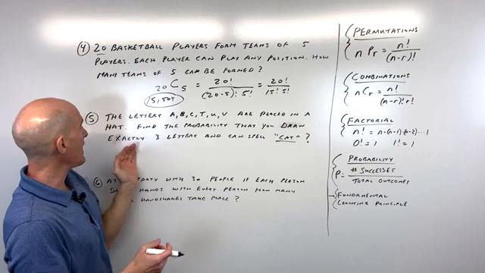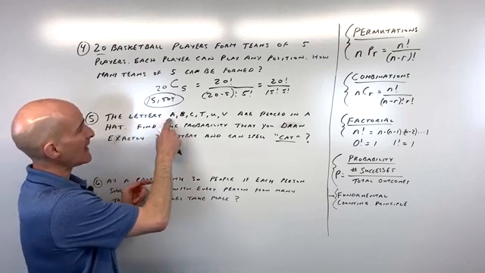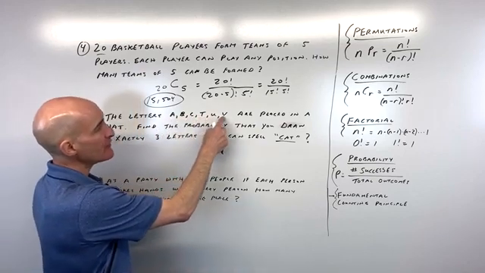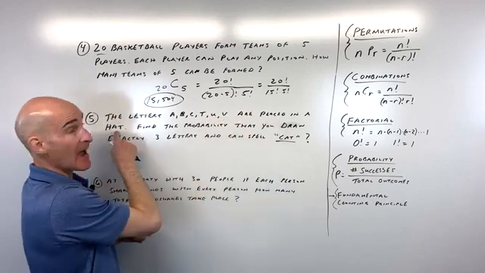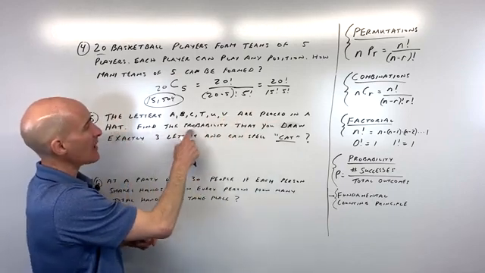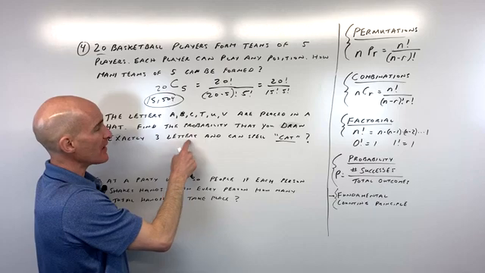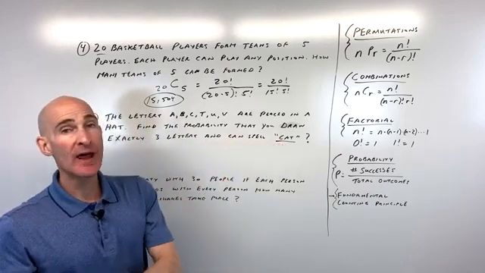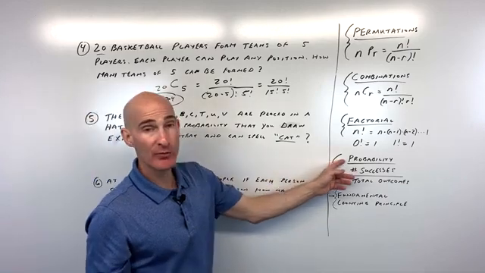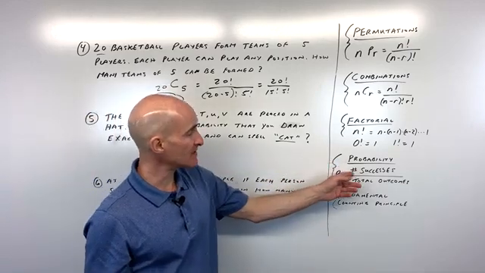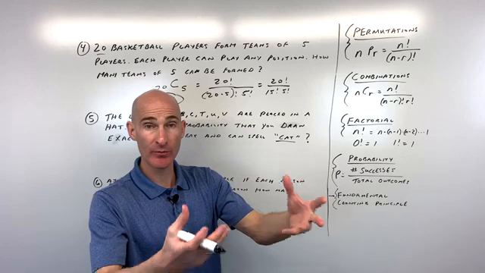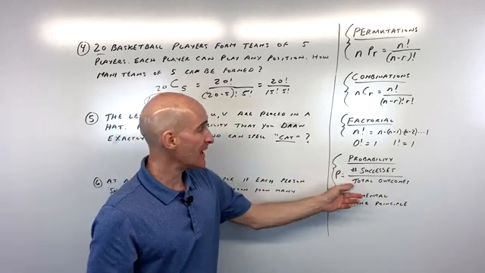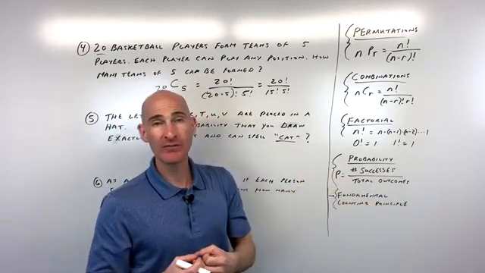Okay, so for number 5, a little different problem here. The letters A, B, C, T, U, and V are all placed in a hat, okay? Find the probability that you draw exactly 3 letters and you can spell the word cat. Okay, so now we're transitioning a little bit to talking about probability. And so the definition of probability is the number of successes, meaning the number of things that you want, divided by the total possible outcomes.